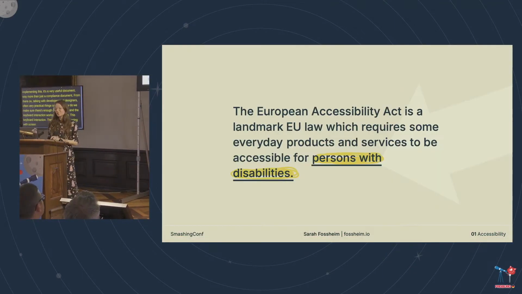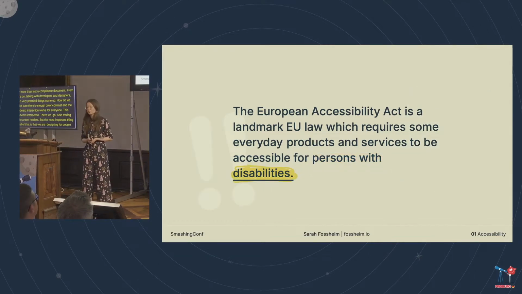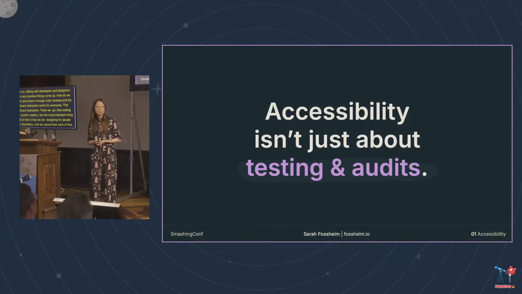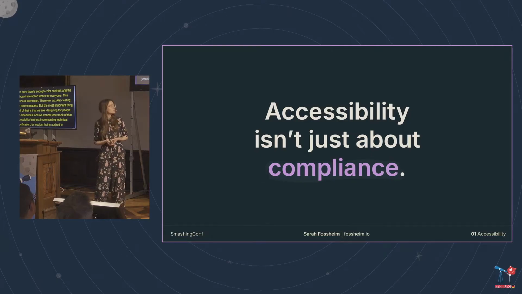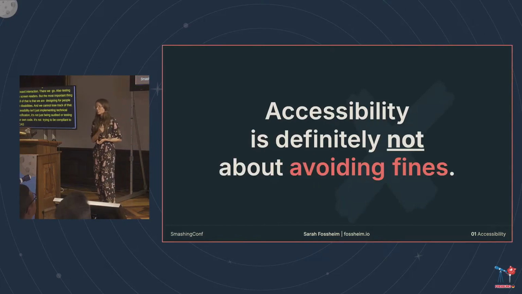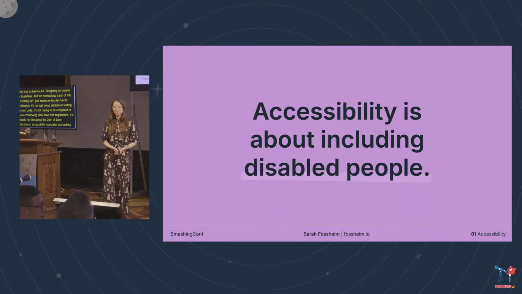But the most important thing of all of that is that we are designing for people with disabilities, and we cannot lose track of that. Accessibility isn't just implementing technical specification. It's not just being audited or testing your own code. It's not trying to be compliant to WCAG or following local laws and regulations. It's definitely not like about the 20th of June contacting an accessibility specialist and asking to help you avoid fines. But it's actually about including people, and more specifically about including disabled people.